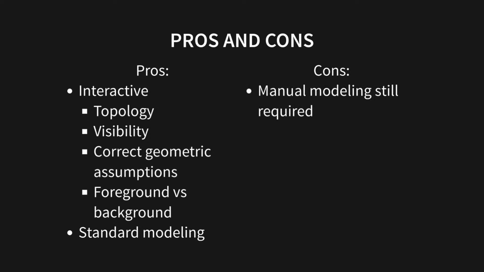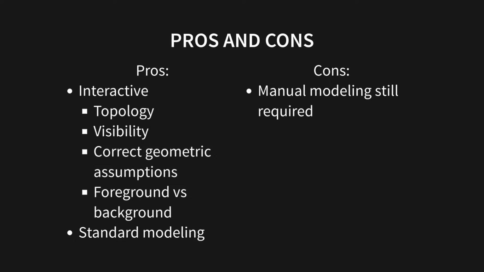The con is that manual modeling is still required. However, the user only has to outline a very coarse version of the mesh. Subdivision and the automatic alignment algorithms handle much of the rest. The skill level required to accurately model a real-world object is thus significantly lower than for the fully manual case.